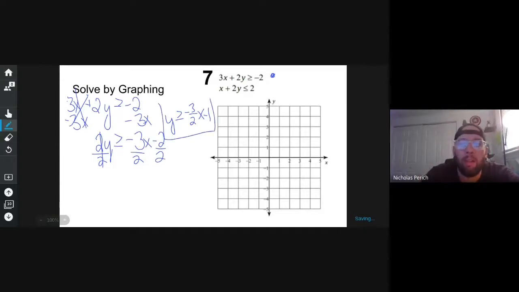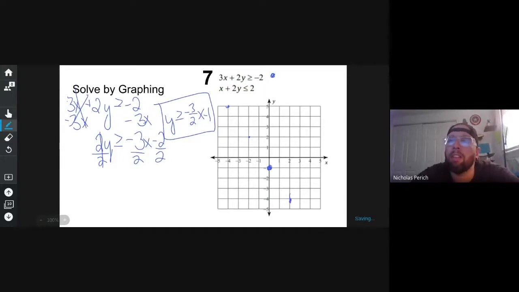So let's graph that. I'm going to start at negative 1. And I'm going to go up 1, 2, 3, left 1, 2. Up 1, 2, 3, left 1, 2. Or I'm going to go back to that original dot and go down 1, 2, 3, right 2.